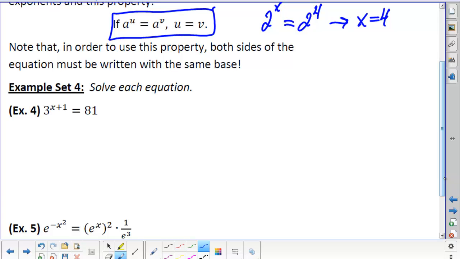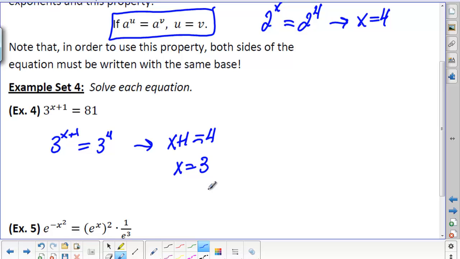Well, the key to this, again, is that the bases have to match. Right now, the bases here don't match. This is a base of 3. This is a base of 81. But we can rewrite this. 81 is the same as 3 to the fourth power. You can check that on your calculator. We can rewrite 81 as a power of 3. And so now those bases match. So from that, we should get that x plus 1 equals 4. Well, if x plus 1 is 4, doesn't take much work to see that x is 3.